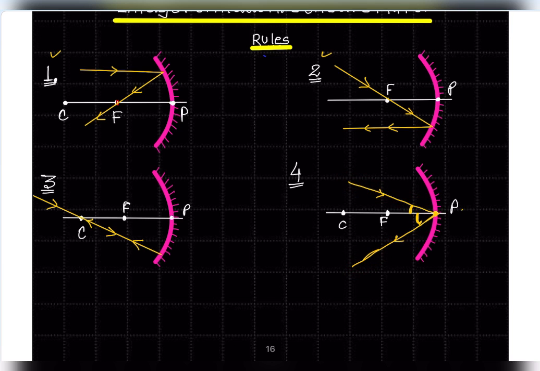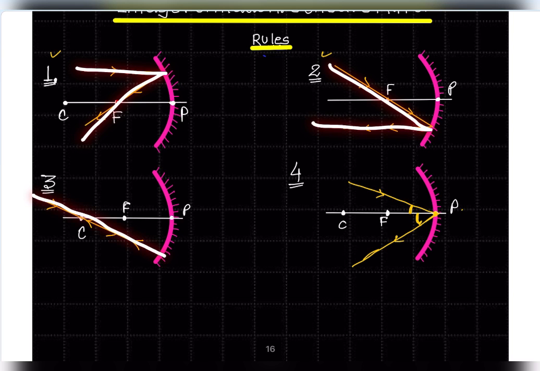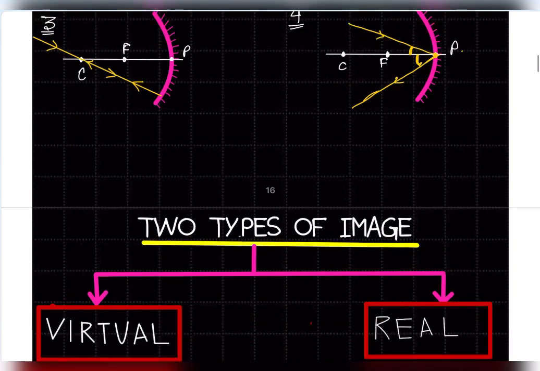So let me summarize again. If it is parallel, it will pass through the focus. If it passes through the focus, it will be parallel. If it goes to the center of curvature, it will come back from the center of curvature. If it goes to the pole, it will come back from the pole. I hope you understood this much.